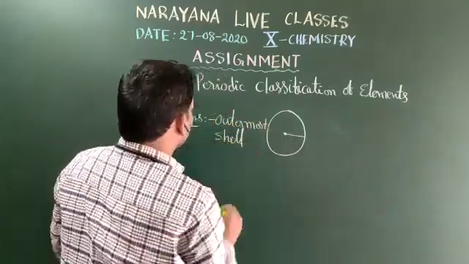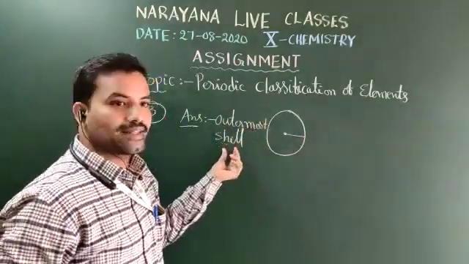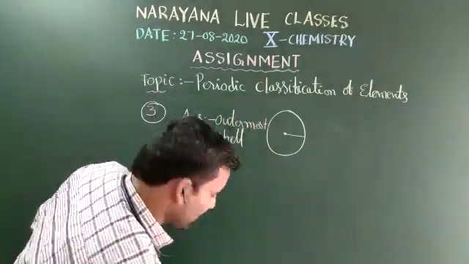This is the answer for the third question. The distance between the center of the nucleus and the outermost shell of an atom is nothing but the atomic size or atomic radius.